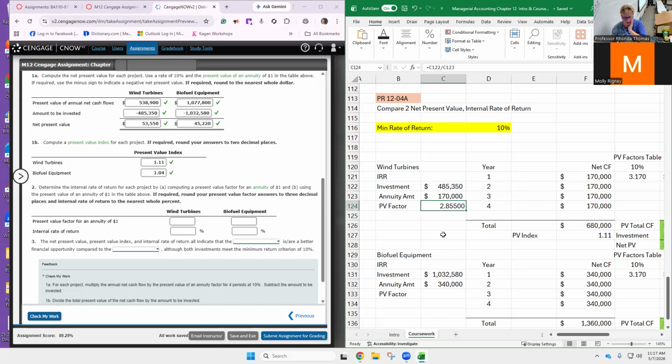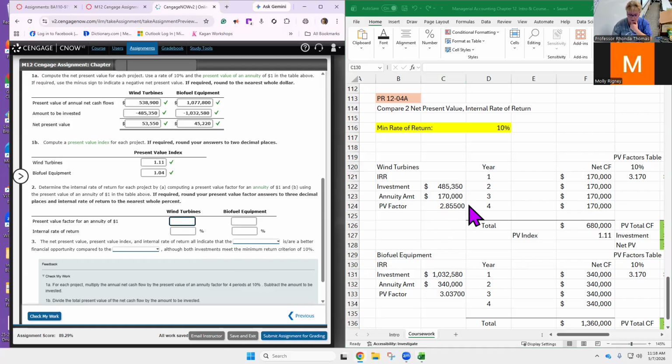Here is the factor that I'm going to go look at the table for in a minute, and that's what they want for our first input cell there. Now let me do the math here. Down here, the biofuel equipment had an investment of $1,032,580, and we want to divide by the annuity amount because it's equal. And here is the present value factor for this one. Now we have to go look at the table to find the corresponding internal rate of return.